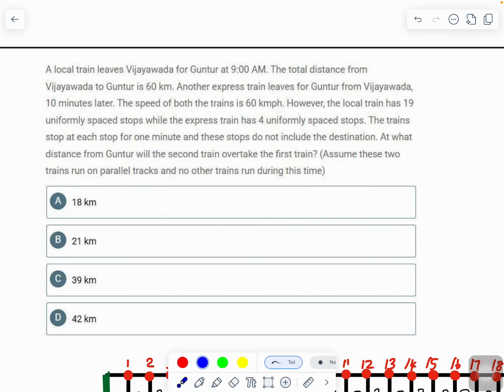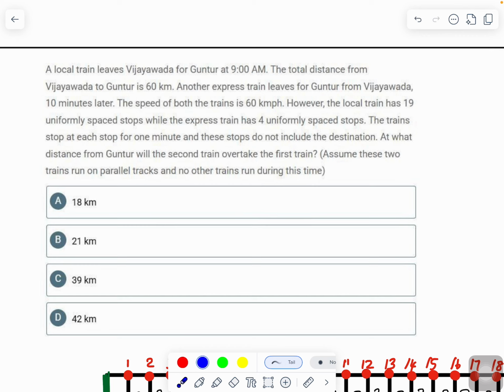At what distance from Guntur, from the destination, will the second train overtake the first train? An important point to note here is overtake. Assume these two trains run on parallel tracks and no other trains run during this particular time. Okay, now let's look at it.